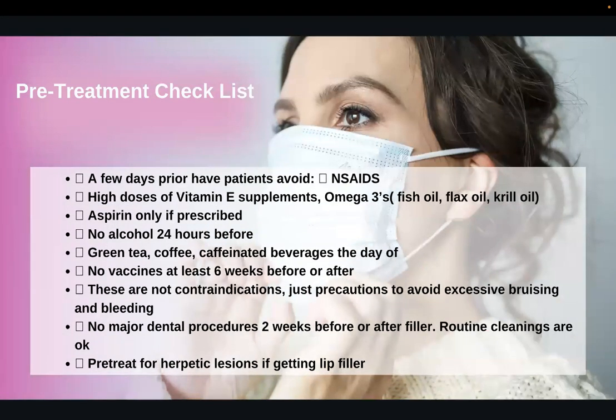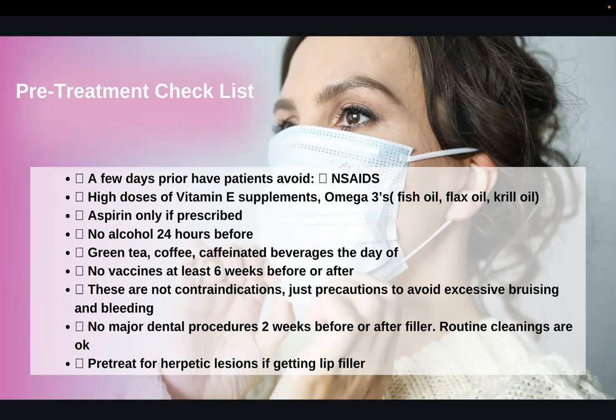This is going to be that pre-treatment checklist that you're going to go over with your patient. Always have them try to avoid NSAIDs a couple of days before. They also want to avoid any high doses of vitamin E, fish oil, or anything like that. No alcohol for 24 hours before. Same thing with coffee and tea and caffeinated beverages. Anything that has caffeine in it is going to have a tendency to cause the patient to bleed a little bit more. So I usually try to have them avoid it the morning of.